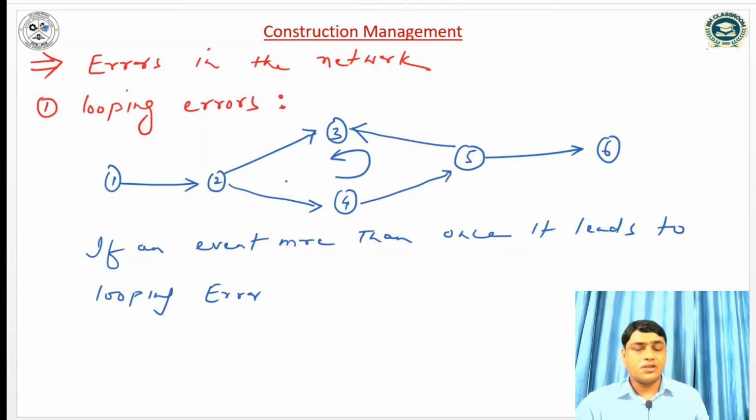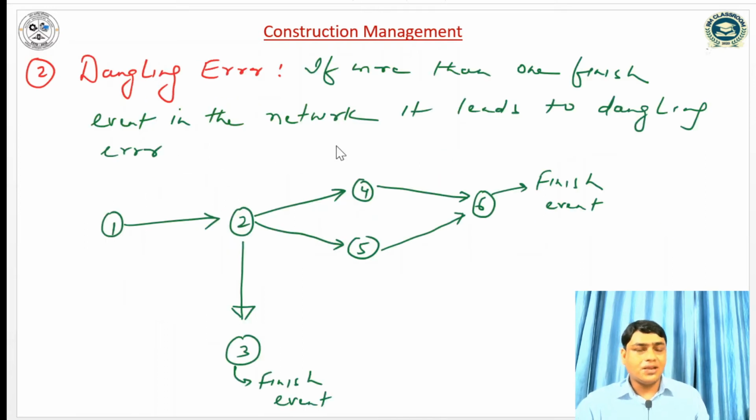The second type of error in the network is dangling error. So what is dangling error? Dangling error comes when more than one finish event occurs in the network diagram. Previously I have shown you that there are two finish events. That type of network is not acceptable, and in that type of network dangling error will occur. If there is more than one finish event in the network, it leads to dangling error.